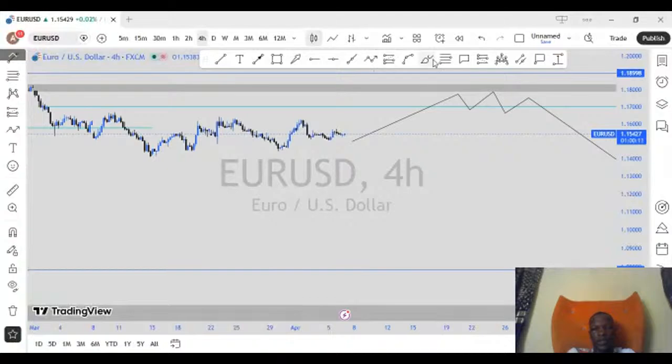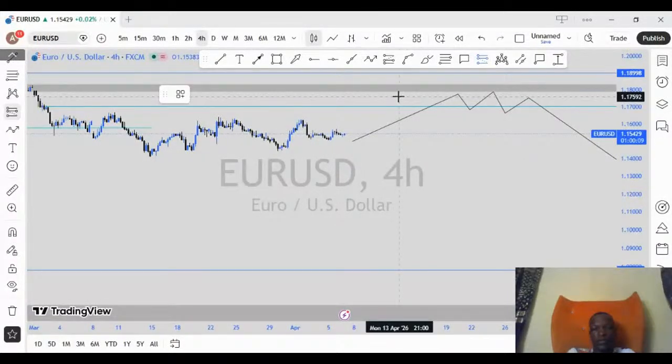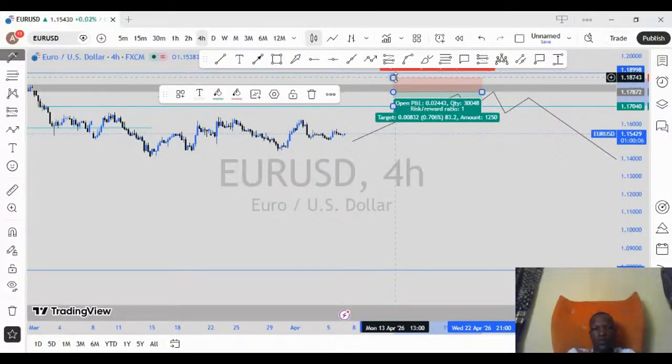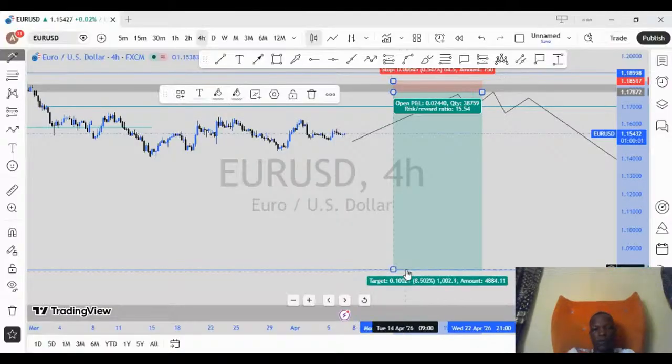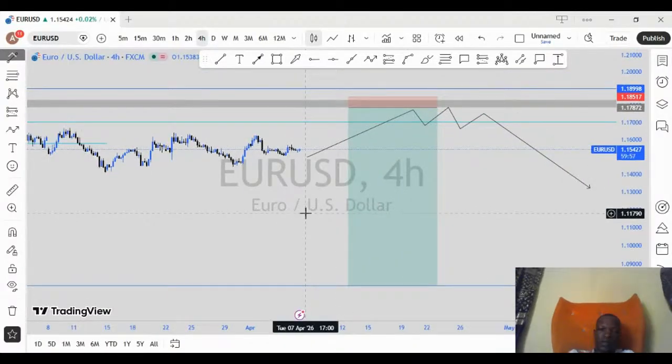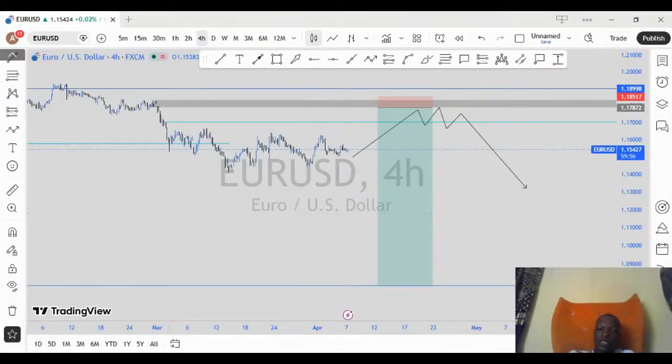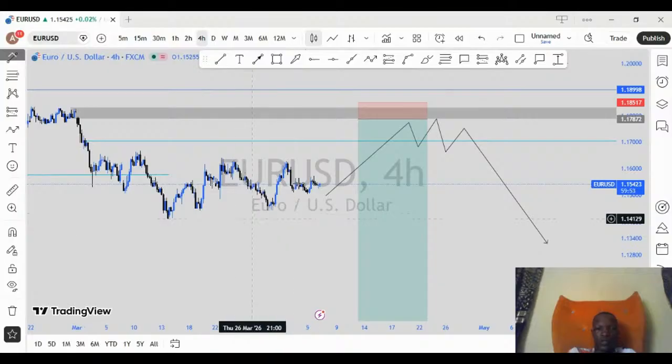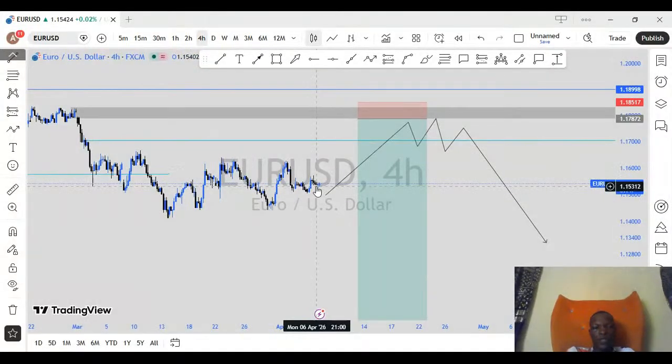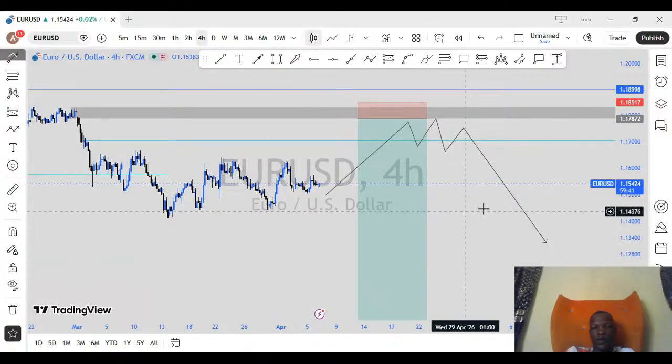Let me put the tools so that we can see what we are expecting. So we expect market to come all the way from there to this down. So this is actually what we want to see on this EURUSD. If we are selling here now, we expect market to clear all this liquidity, then come to this level before we sell the market. So that's that about EURUSD.